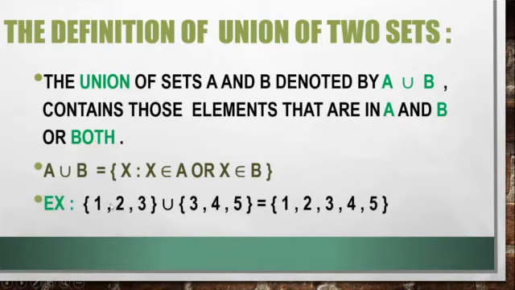Example 1: {1, 2, 3} union {3, 4, 5}. So the set which contains those elements is {1, 2, 3, 4, 5}, all elements in the two sets, without repeating the same elements.